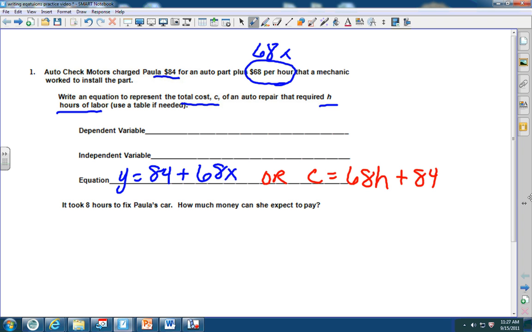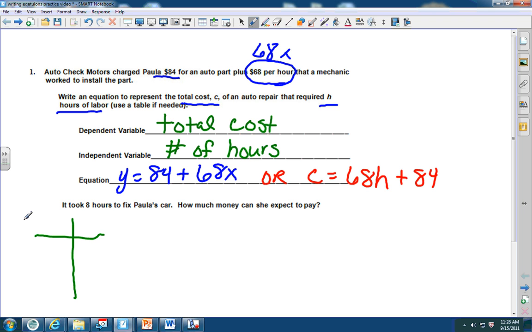Right here where it says the dependent variable, that is the total cost. Dependent is always going to be total something because it's the end result. Independent variable, I'm going to have number of hours. Down here, when it took 8 hours to fix Paula's car, hours is my x, my cost is my y.